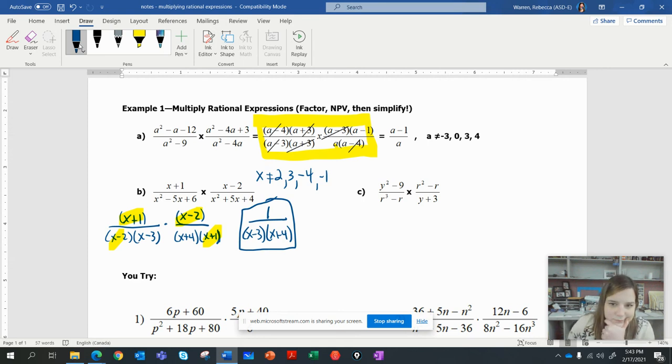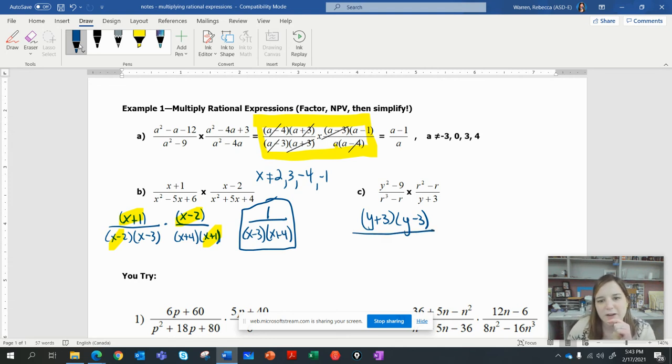Next one. So y squared minus 9 over r cubed minus r. No, it is not a mistake. If you look over here, there's r's here and y's here, so it's not a typo. It is meant to be both y's and r's. So I'm going to factor first. So y plus 3 and y minus 3 for my difference of squares on top there.